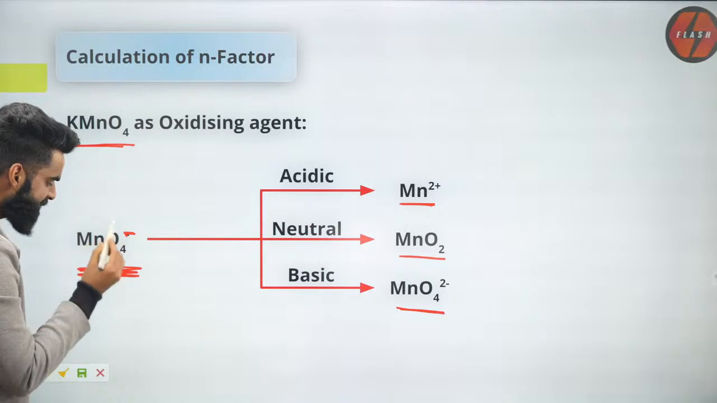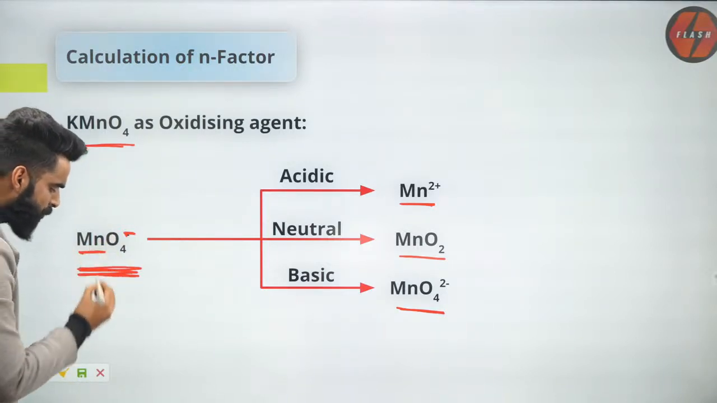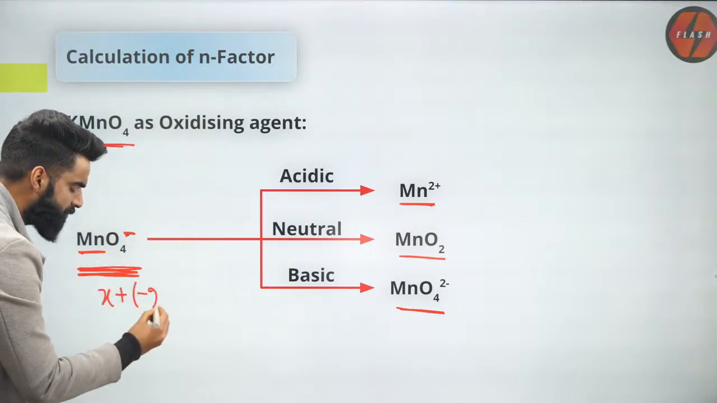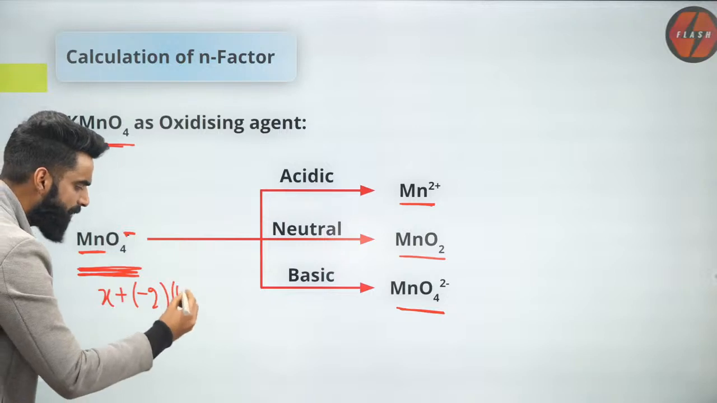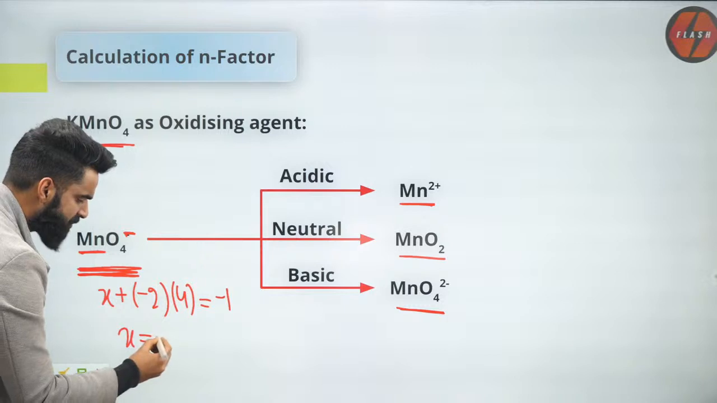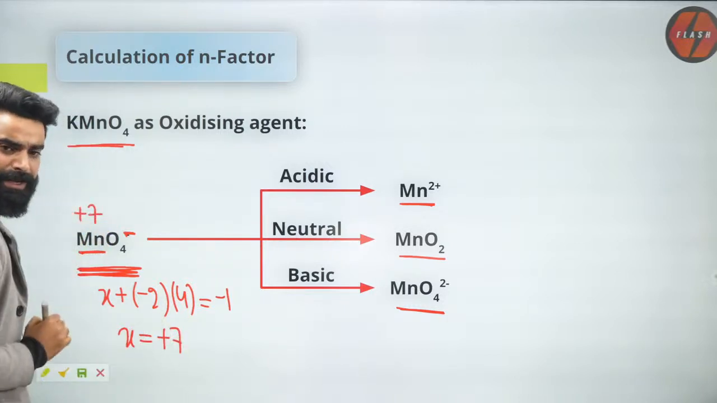Now people understand. Let's try to calculate the oxidation state of Mn over here. Can we do that? Let's assume the oxidation state of Mn is X, plus the oxidation state of oxygen is -2. How many oxygen atoms do we have? 4. What is the charge present on it? -1. So the value of X comes out to be +7. So +7 is the oxidation state of Mn over here.